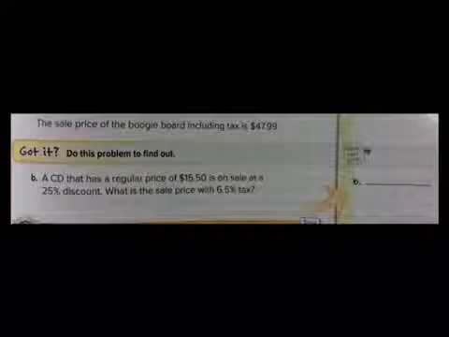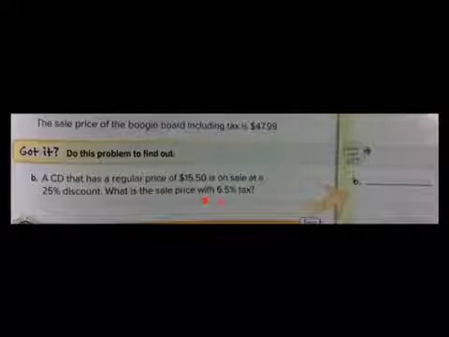Okay, this time for this question we have a decrease and an increase. The decrease is first and then the increase. As you can see, a CD that has a regular price of $15.50 is on sale at a 25% discount, meaning we have to take 1/4 of this price off. And then we have to add this amount to it.